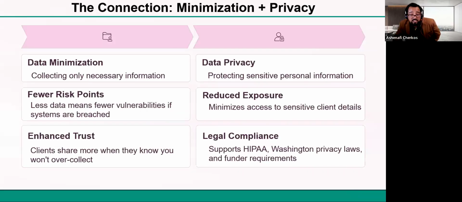So now let's bring it all together by looking at how data minimization and privacy work hand in hand to protect the people we serve and strengthen organizational integrity. Fewer data points mean fewer risk points, reduced exposure if there is a breach, and stronger compliance. This in turn enhances community trust. People are more willing.